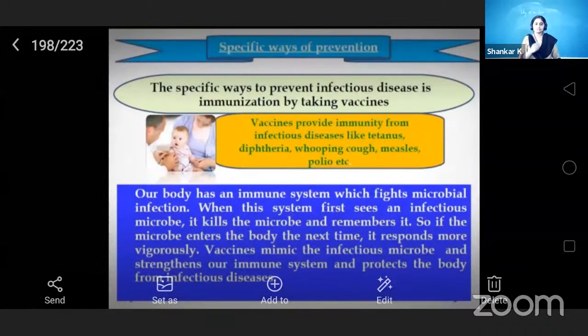Whatever vaccines we get will be fixed in our body. Whenever diseases attack our body, they fight with them and kill the microbes which cause these diseases. That's why doctors give babies from 1 to 5 years these vaccines.